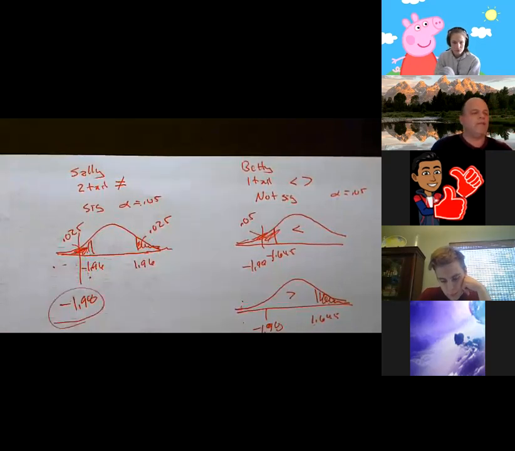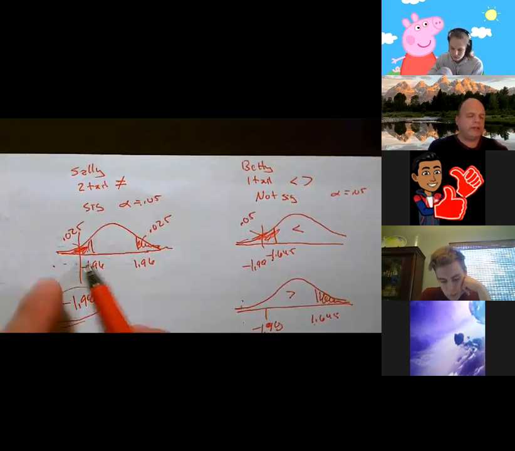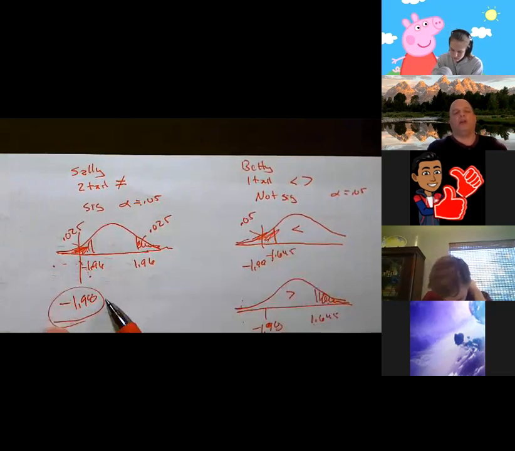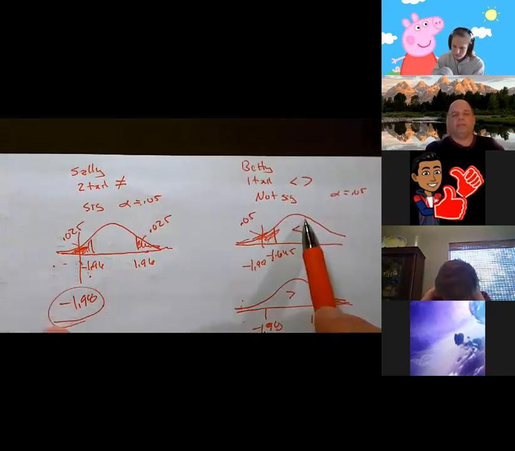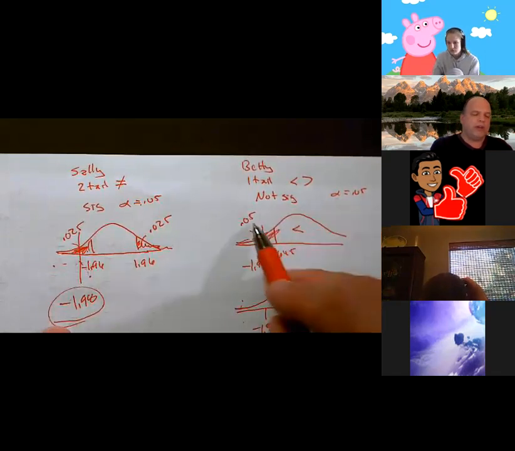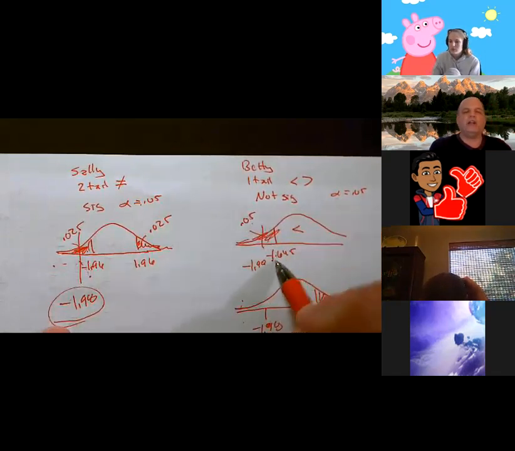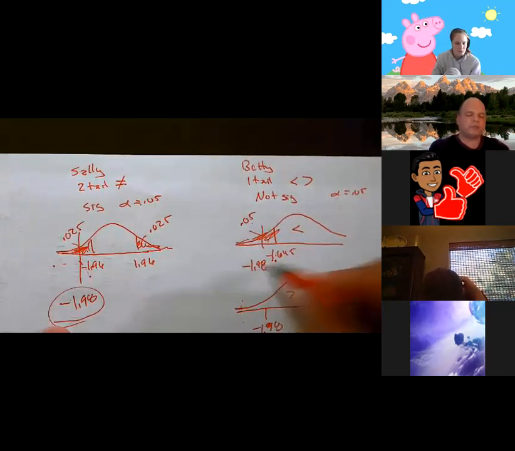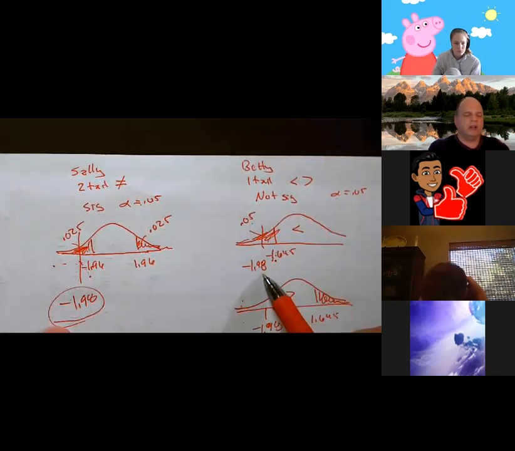So I know that she would have rejected with this. And I'm like, well, that's a lower tail. So let's see what happens if I did a lower tail for Betty. Well, with a lower tail for Betty, I get a negative 1.645. And anything less than negative 1.645, she would have rejected.